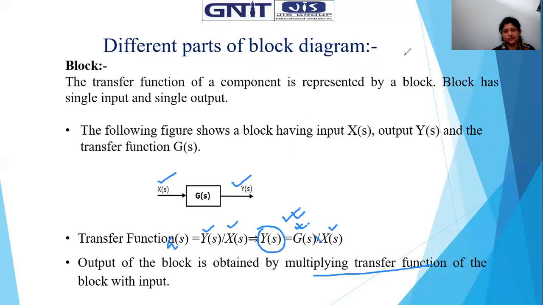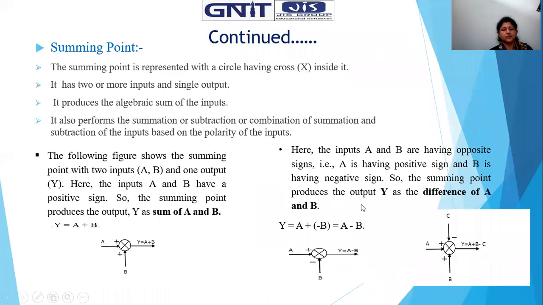Now moving to the next step. Let me clear all those things. What we have here is the summing point. The summing point is represented with a circle with a cross, having two or more input signals. This represents two signals, and this represents three signals. It gives the algebraic sum of the inputs, or it may be a difference.